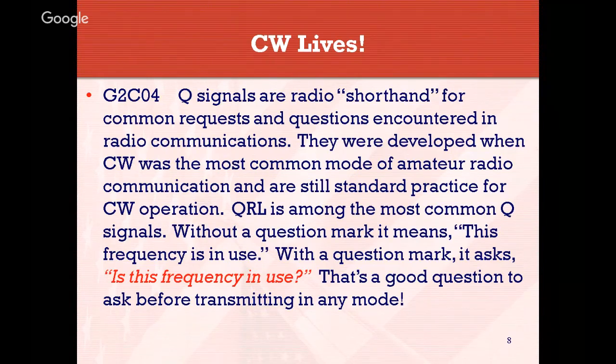So the faster you go, the more important it is to actually recognize the rhythm of whole words, and even in some cases, some short common phrases. That's how a lot of people work up to a faster speed, by recognizing common phrases and words. Q signals are the shorthand, like I was trying to explain earlier. They were actually developed for CW, but you're also going to hear them on voice as well, and they're still standard practice for operation.